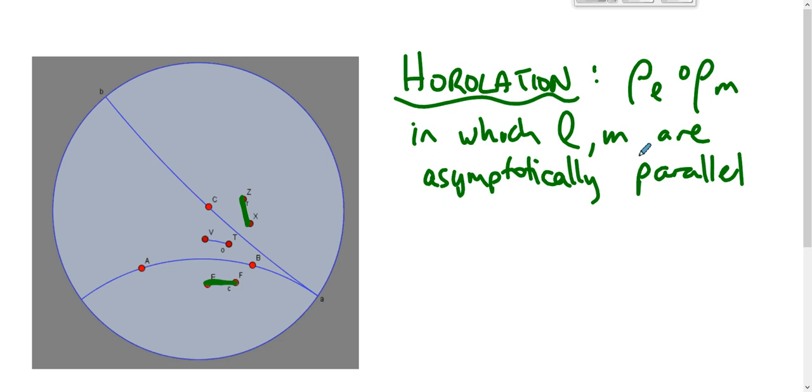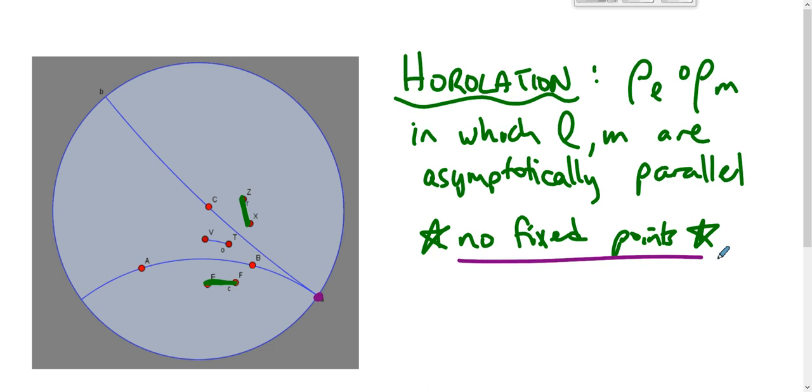I should note, horolations have no fixed points. They have no fixed points, which is somewhat interesting, but also not very surprising, because basically we're reflecting over lines that intersect, and they intersect outside of the geometry. So if there was going to be a fixed point, it would be this point, but this point is outside of the geometry, and so there are no fixed points because all the points inside the geometry are not this one. Okay?